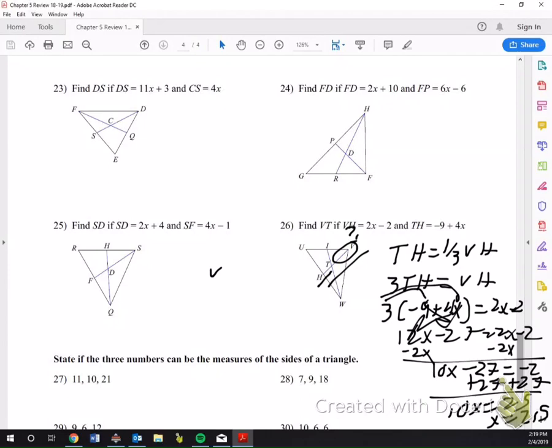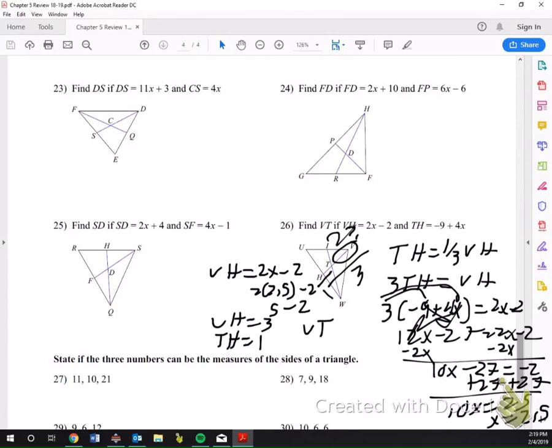Now, if I know that VH, that's the whole length, is 2x minus 2, or 2 times 2.5 minus 2. 2 times 2.5 is 5. 5 minus 2 is 3. So VH equals 3. If I look at TH, 4 times 2.5 is 10. 10 minus 9 is 1. So if I know that this is 3 and this is 1, then that's got to be 2. And it makes sense because if VH is 3, then 2/3 of 3 is 2.